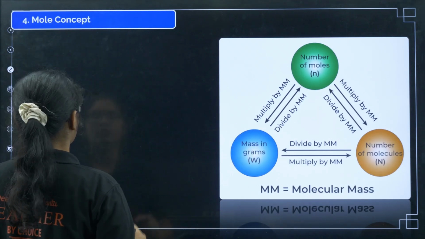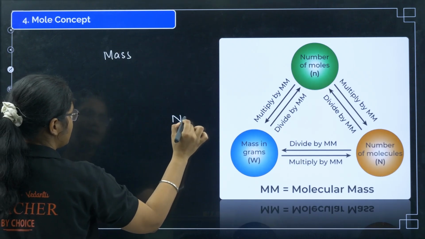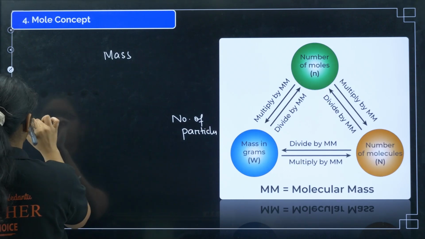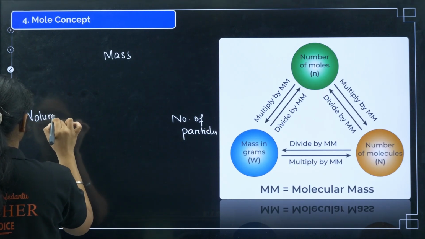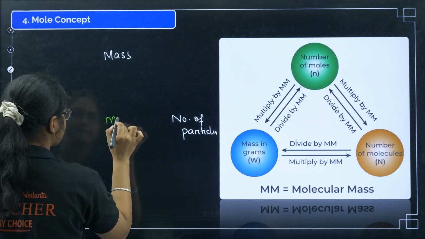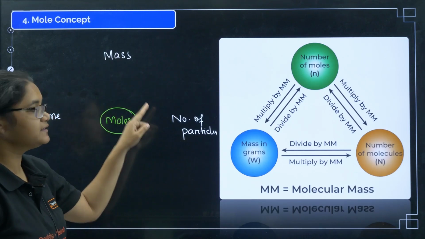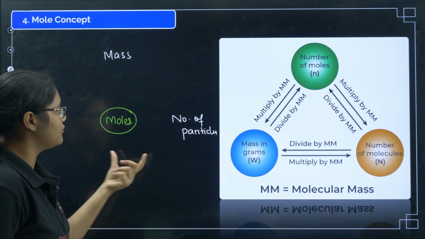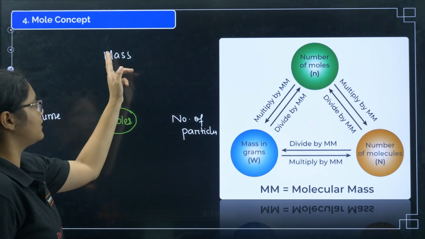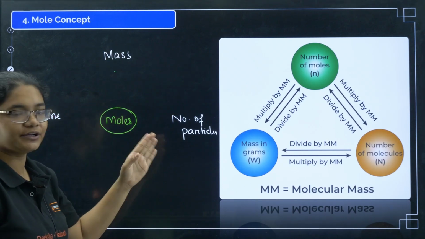First of all, suppose I have mass on this side, number of particles on this side, and volume on this side, and in the center it should be your moles. That means if I want to convert mass to number of particles, it should go through moles. Number of particles to mass, through moles. Volume to number of particles, through moles. Volume to mass, through moles. So everywhere this is the central junction from where each conversion can take place.